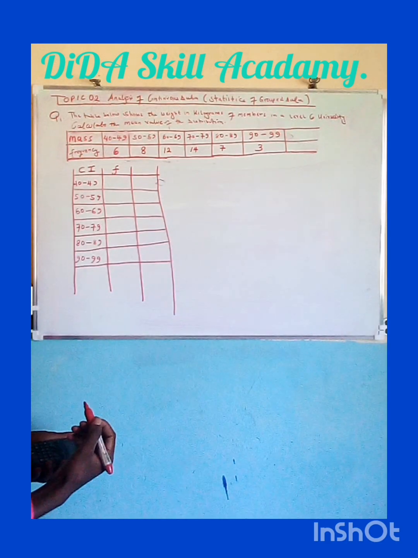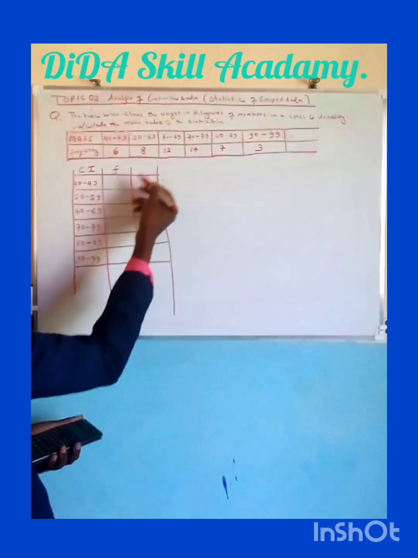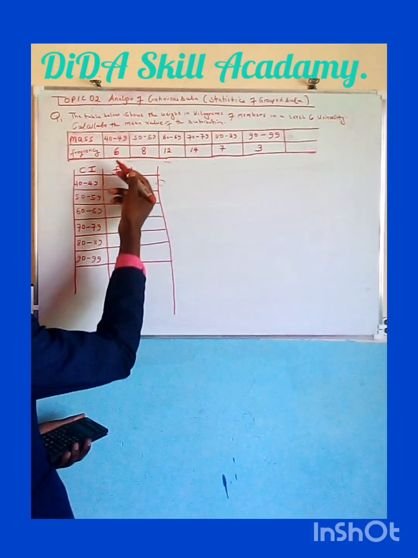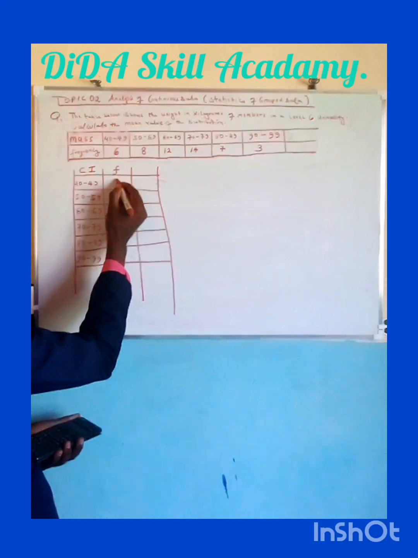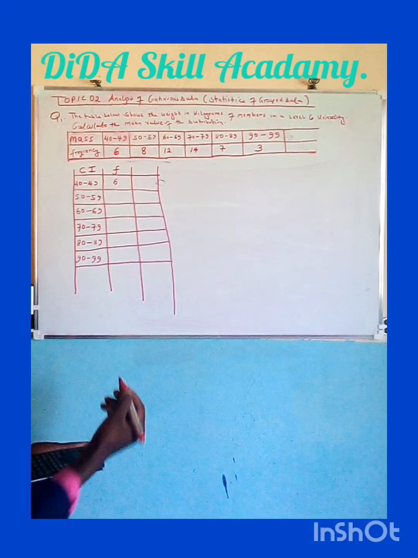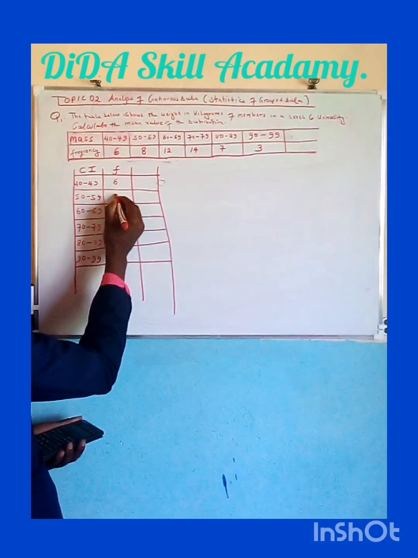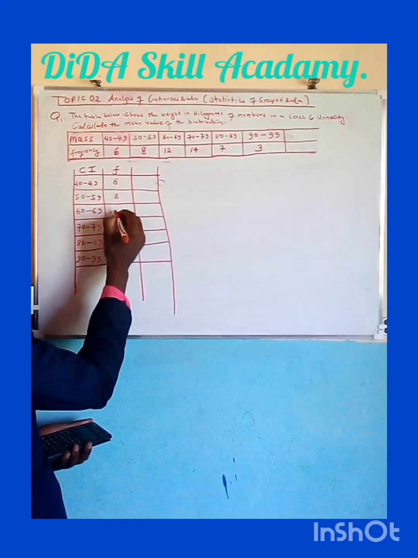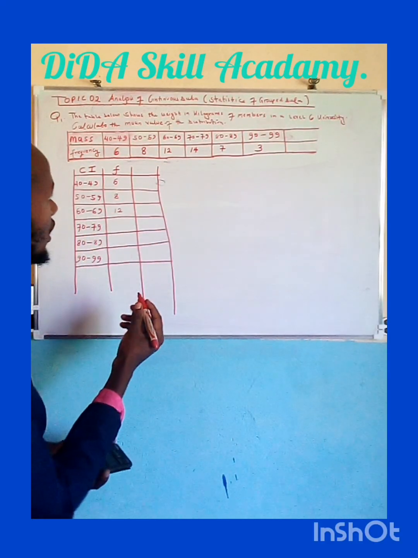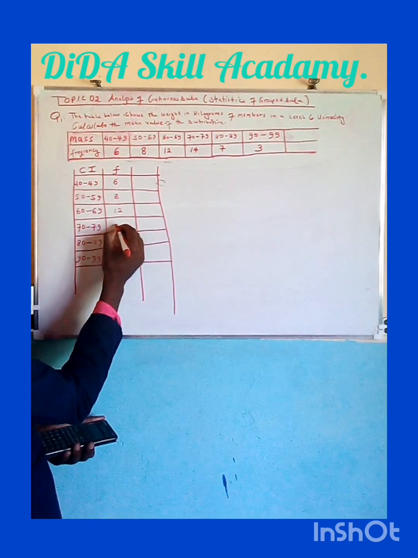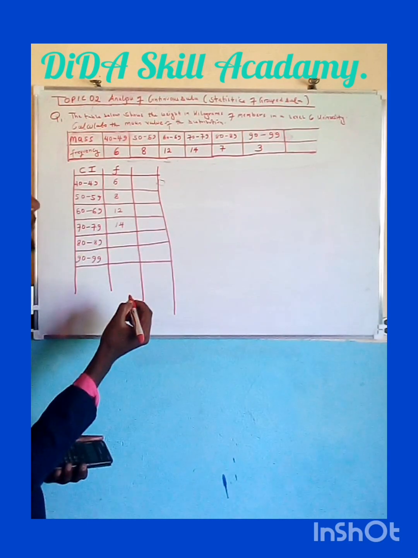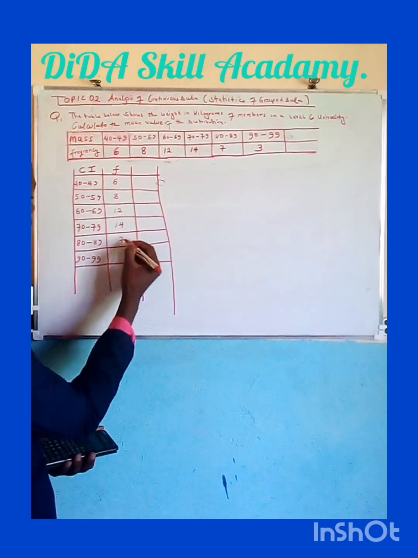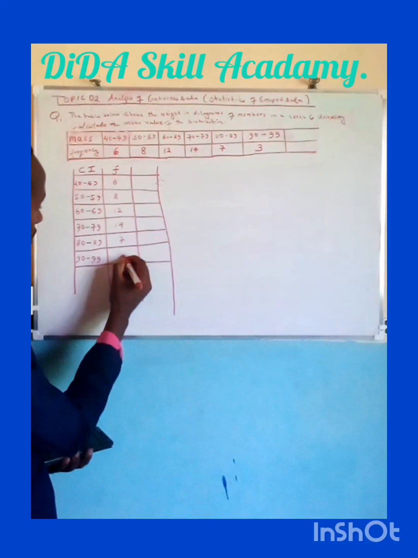Those are our class intervals, and then we're going to fill in our column with the corresponding frequencies. For 40 to 49 the frequency is 6, for 50 to 59 the frequency is 8, for 60 to 69 the frequency is 12, for 70 to 79 the frequency is 14, for 80 to 89 the frequency is 7, and for 90 to 99 the frequency is 3.